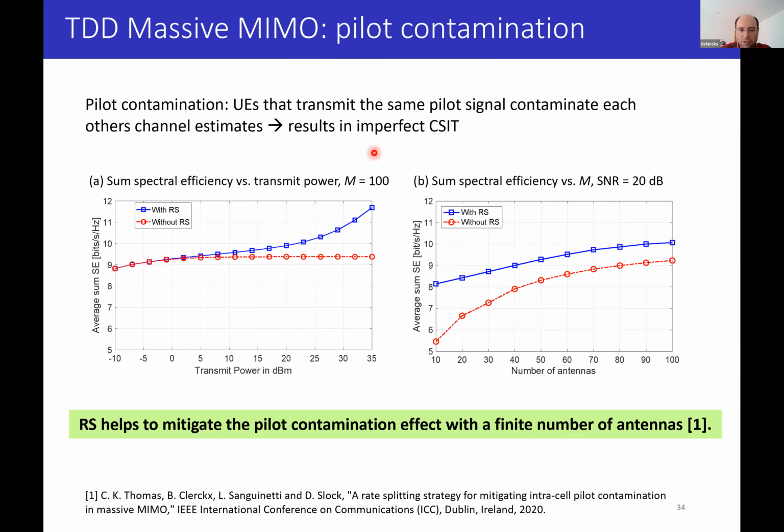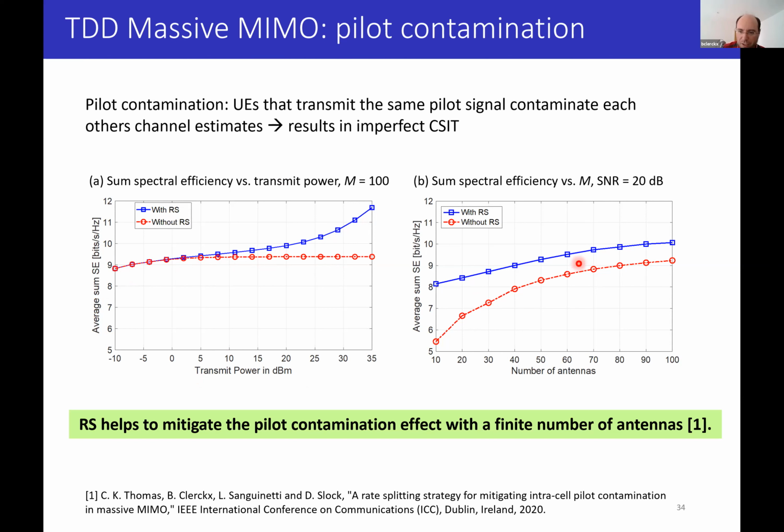Right, if you have a TDD system, then the channel estimation is different, and the problem there is that you may have pilot contamination. What we show here is that any pilot contamination leads to imperfect CSIT. Rate splitting can help again because it's robust to imperfect CSIT. This is what we show here. Your average sum spectral efficiency will keep increasing as a function of the SNR, the transmit power, with rate splitting, while at some point it will saturate with classical massive MIMO.